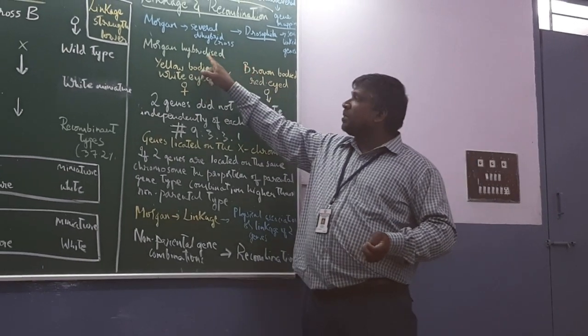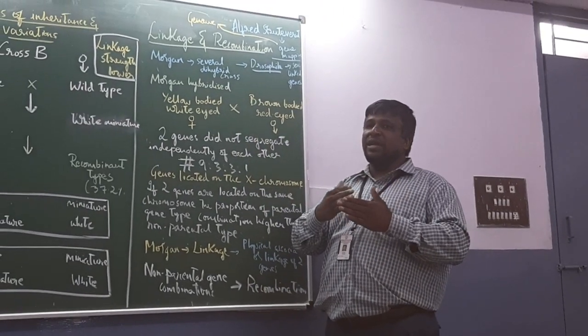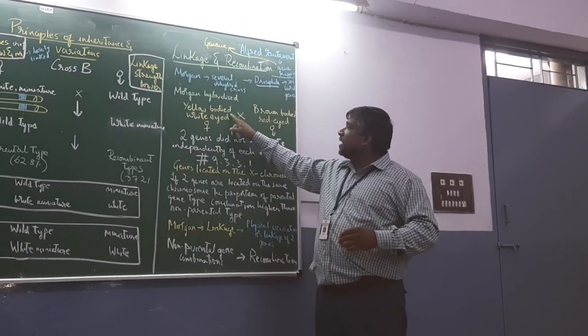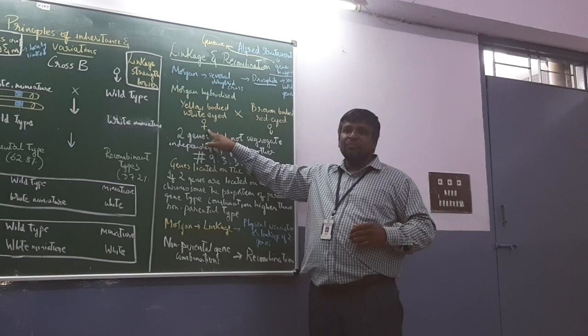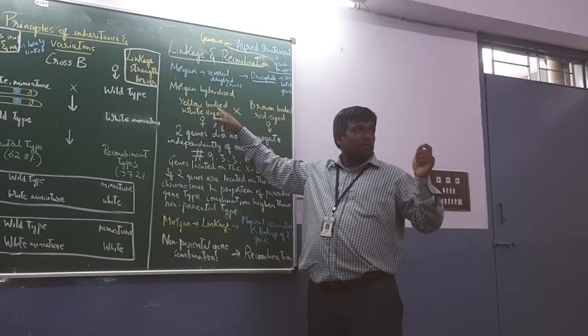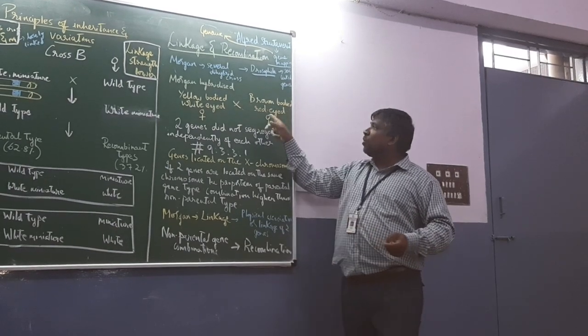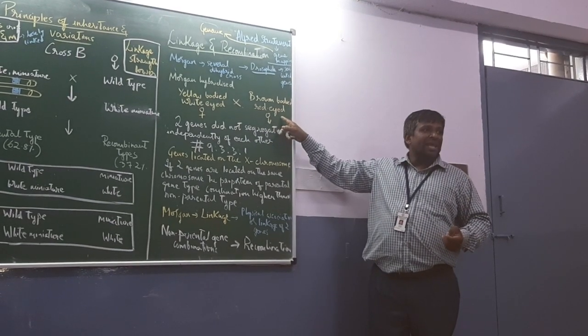So Morgan hybridized, that is, he conducted a cross between Drosophila male and female. He crossed the yellow-bodied, white-eyed female, which has a yellow body and white eyes, with a brown-bodied, red-eyed male.